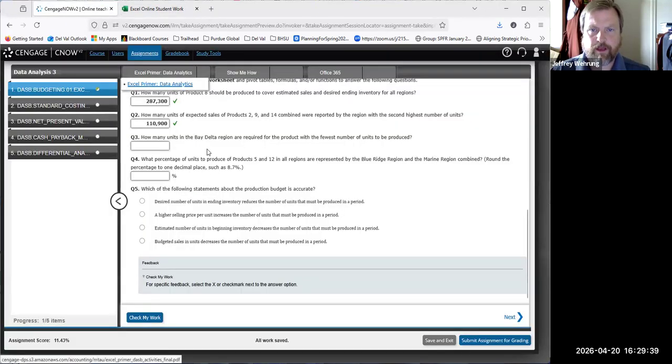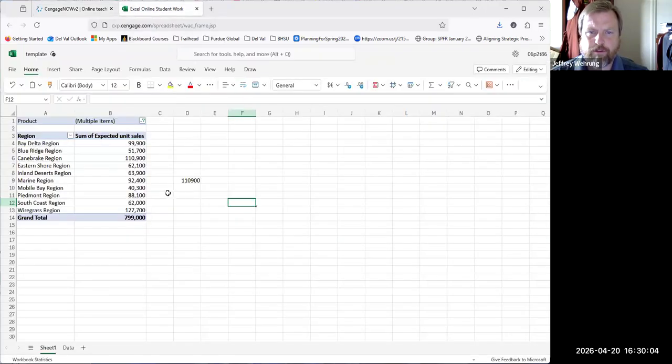Okay, Q3. How many units in the Bay Delta region are required for the product with the fewest number of units to be produced? So we know we're going to have to filter by region, right? Because we only care about the Bay Delta region. And how many units are required for the products with the fewest number of units to be produced? Okay, so we're going to use probably the MIN function here to find out. So we're going to look by product.